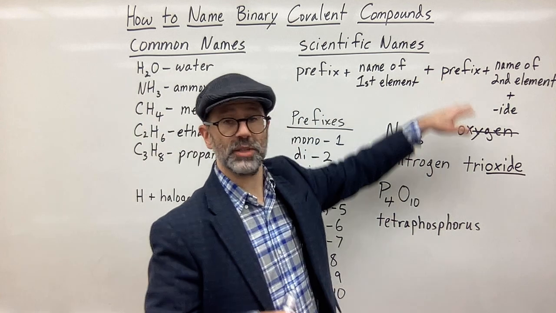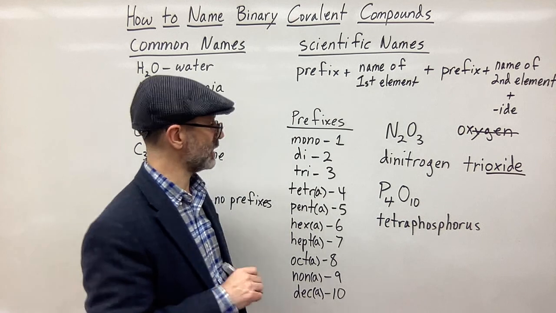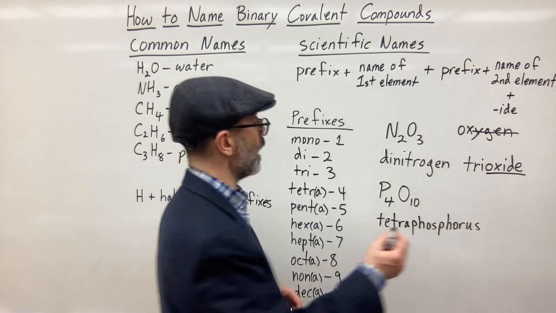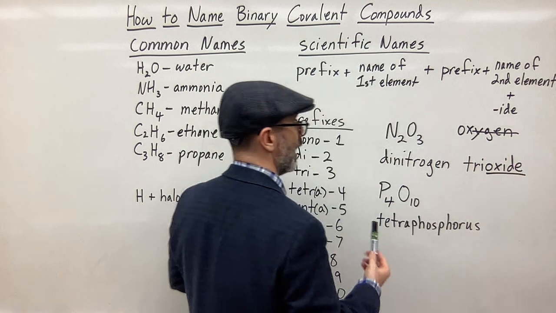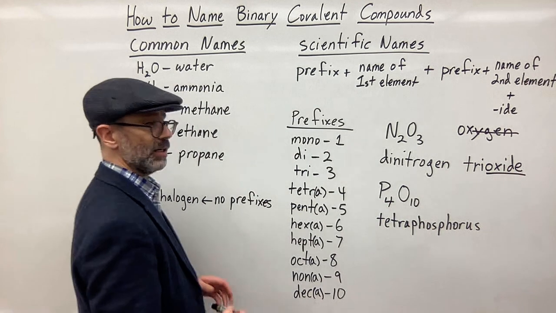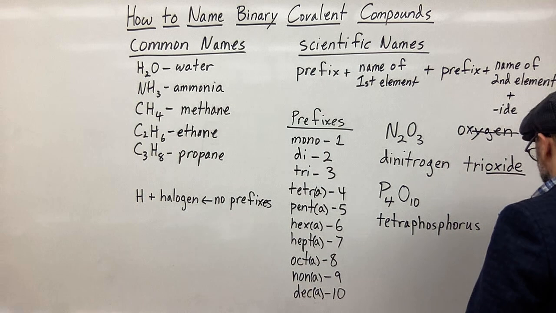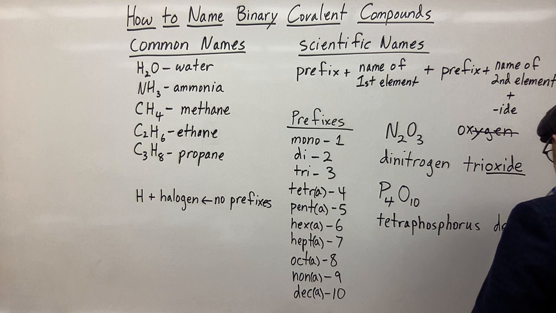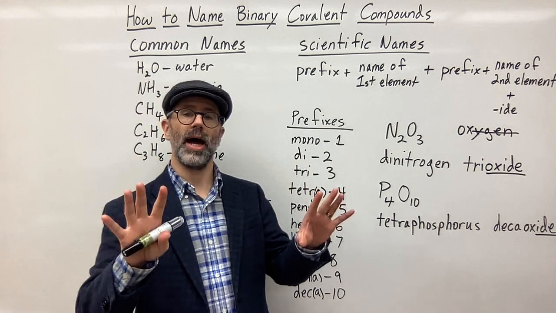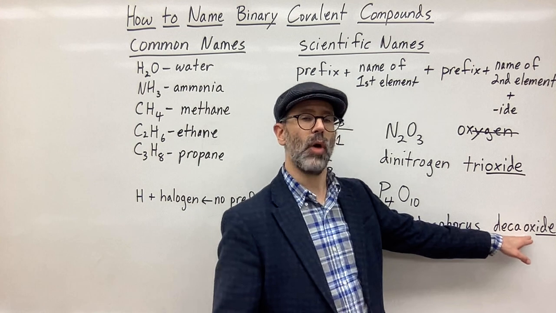So I've got the prefix and the name of the first element. Now it's going to be the prefix plus the name of the second element, but with the ending dropped and adding IDE. Again, the second element is oxygen. So we're going to drop the YGEN ending, add IDE, but we need the prefix for 10. 10 is deca, so it's going to be deca oxide. Okay, but hold on, we're not done yet. Now, deca oxide, that's not quite right.